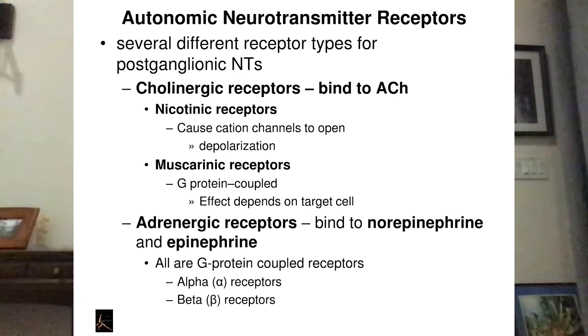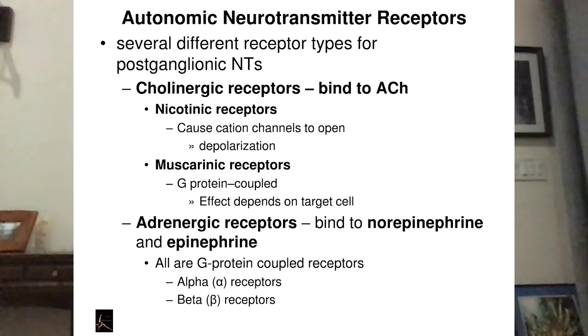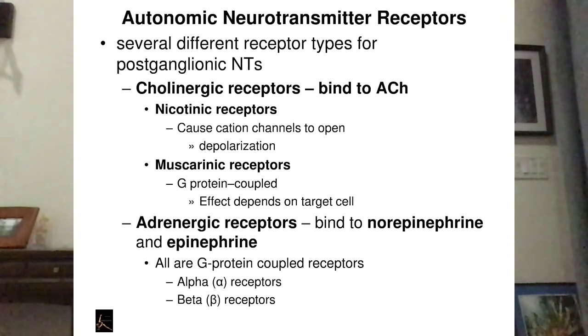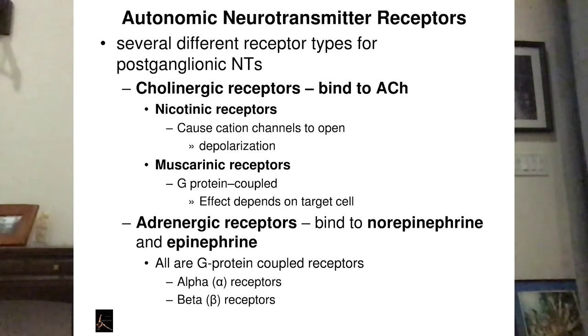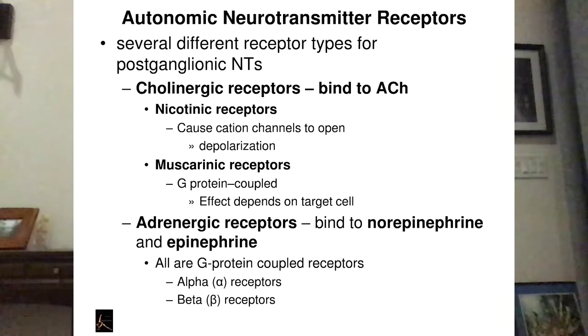If it's norepinephrine that we're talking about, then the receptor that receives norepinephrine or epinephrine is an adrenergic receptor. Remember, norepinephrine and epinephrine are catecholamines, and so their receptors are adrenergic. They're all G protein coupled receptors, all of them. And the dissociation can either cause an ion channel to open or an enzyme to be activated. So you get different responses that occur there.